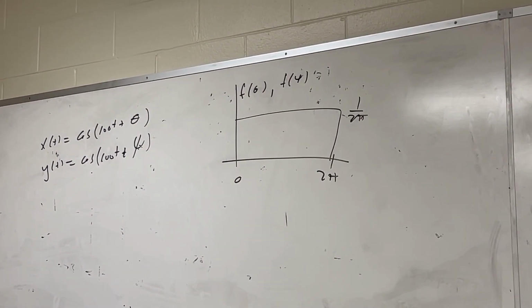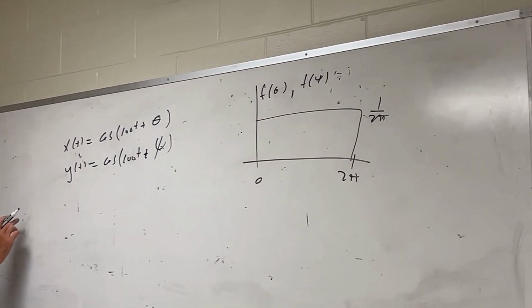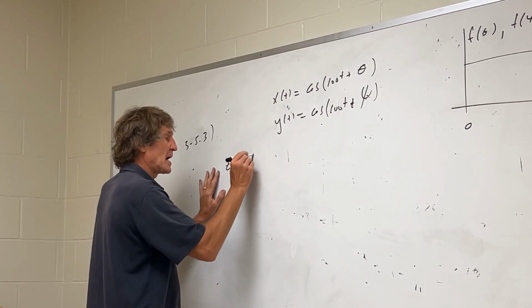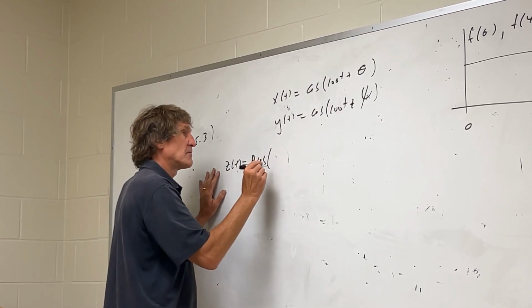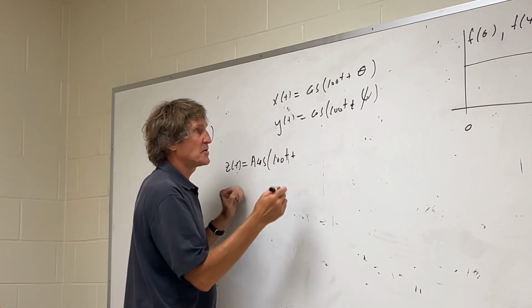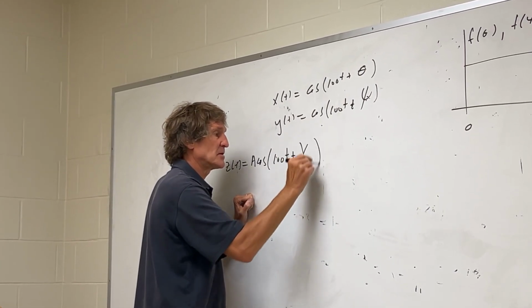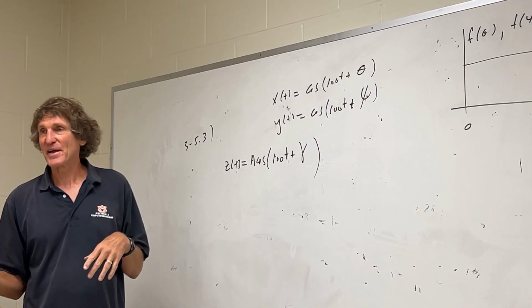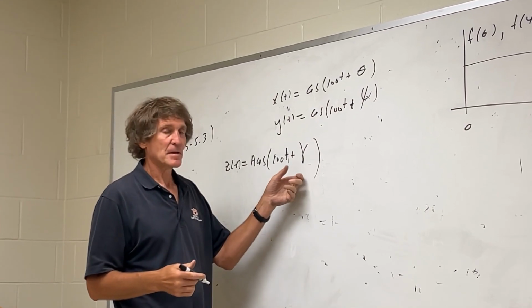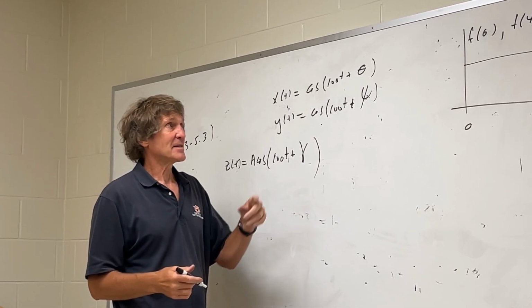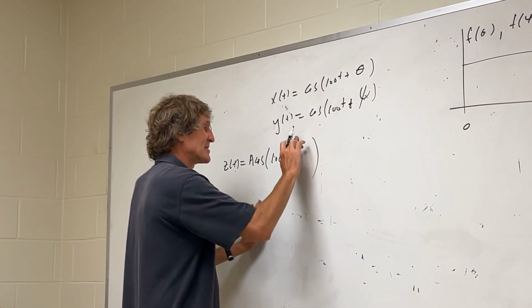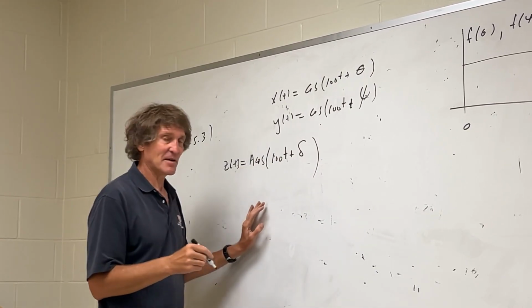Now he says this is a tricky one. It took me a minute to figure out how to do this next part. He creates a new variable, z of t, equal to A times cosine of 100t plus a new variable. I'm going to use gamma here. The only reason I'm using this symbol is that if I put phi down here, it's going to look too much like that. So I can use the true definition, gamma, that way.